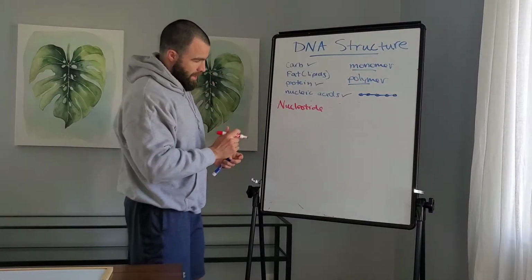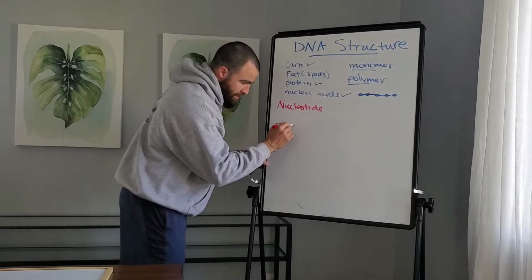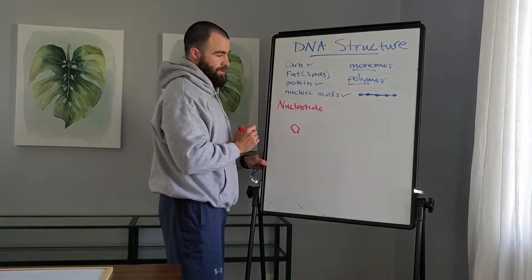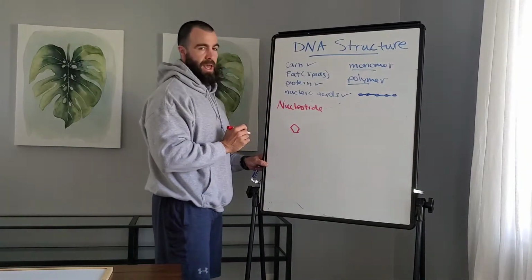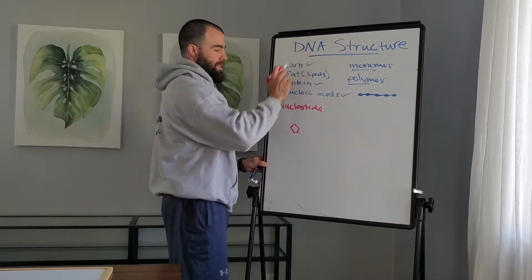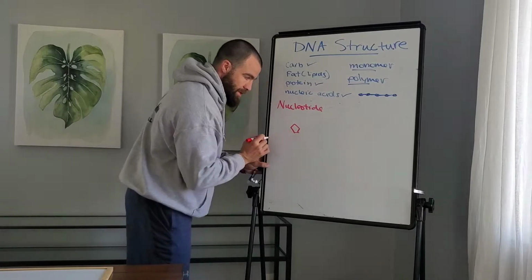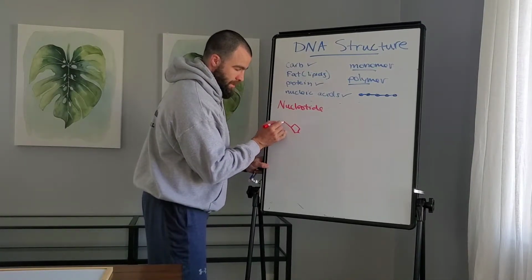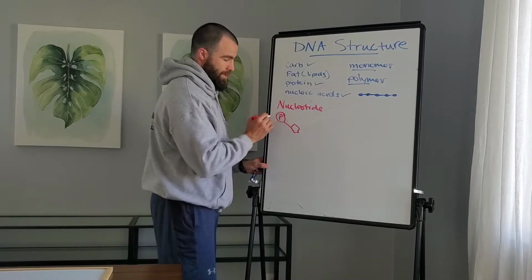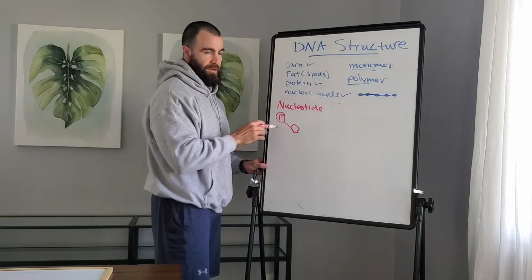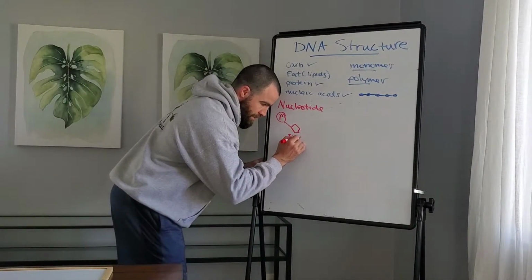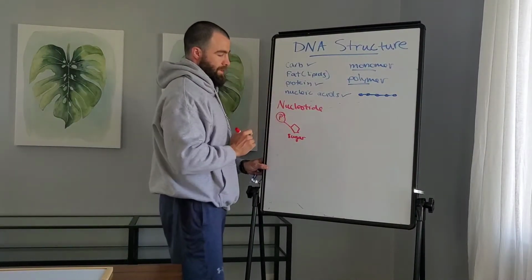The structure of that is that it starts with a little sugar, and that sugar is called deoxyribose, hence the term deoxyribonucleic acid. That's what DNA stands for. This is a deoxyribose sugar. This is called a phosphate group. I'm not going to get into depth on what the actual chemical structures are. This is just called the sugar. This is called the phosphate group.